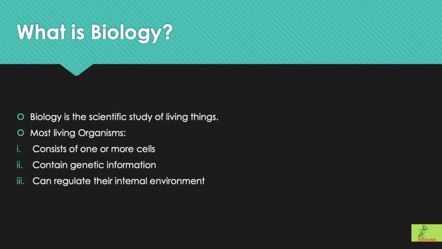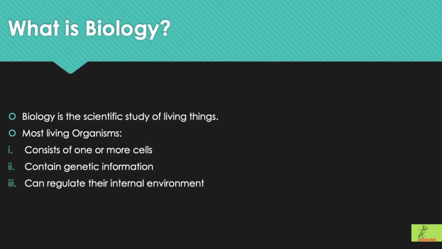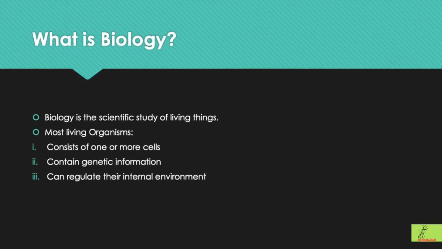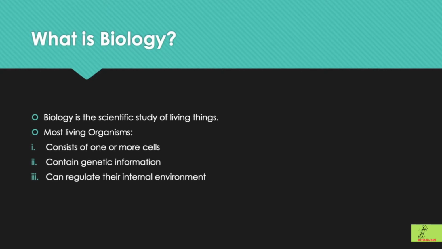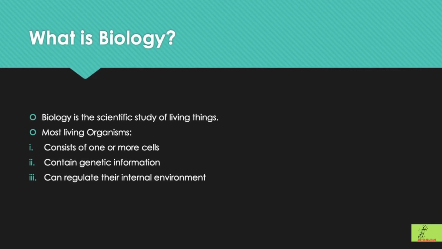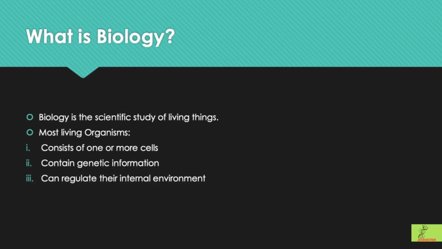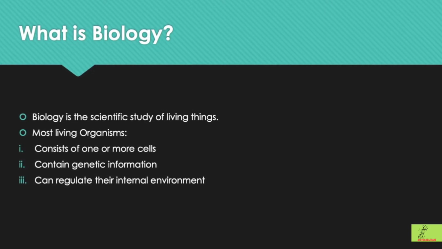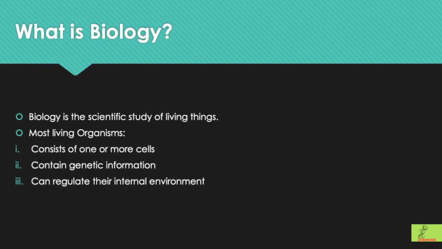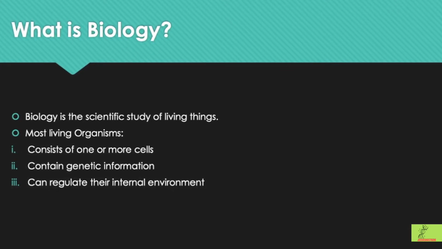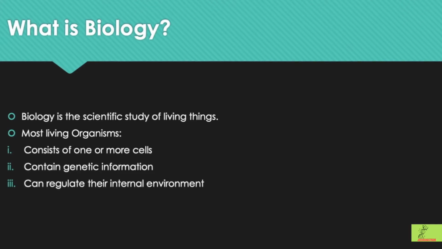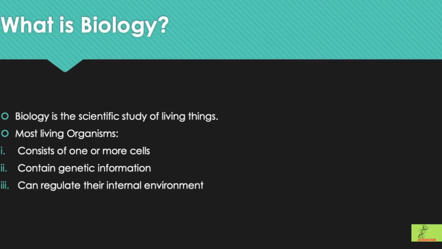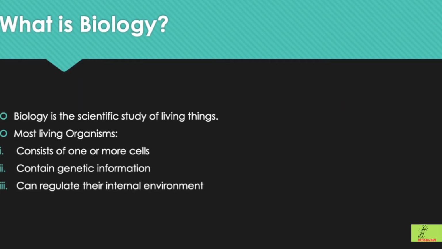And which are those characteristics? Most living organisms consist of one or more cells and contain genetic information. They use this genetic information to reproduce themselves. They are genetically related and they have evolved. They can convert molecules obtained from their environment into biological molecules, meaning they can take anything from the environment and use it for their own purpose. They can extract energy from the environment and use it to do biological work. And they can also regulate their internal environment. These are the common characteristics of living organisms.